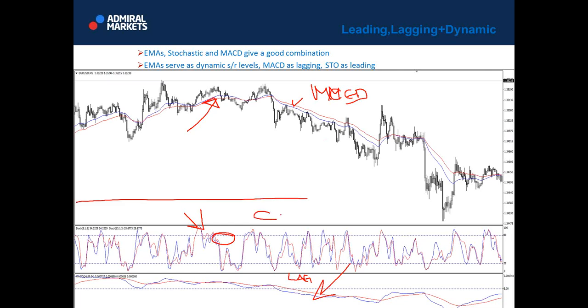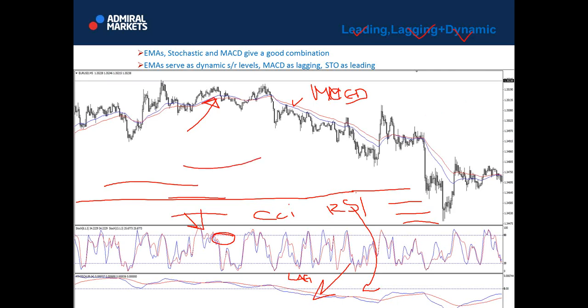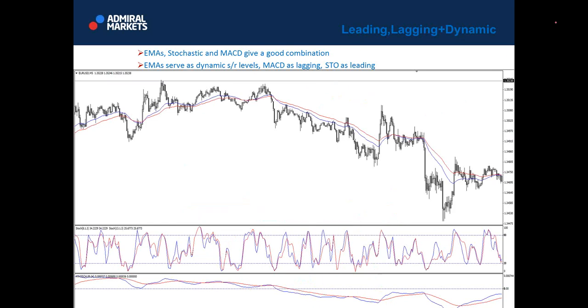If I would put CCI here, it would be bad because we already have stochastics. If I put RSI, why should we put RSI? We have MACD. If we put additional indicators, it's useless because we already have a good combination of leading, lagging, and dynamic. So we don't need to cluster many indicators here. It's very stupid to do that, and I would never suggest it.